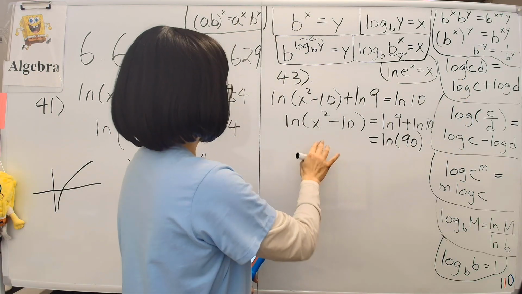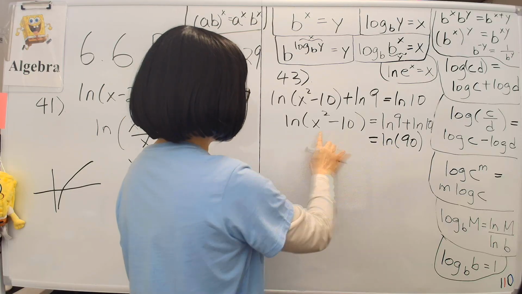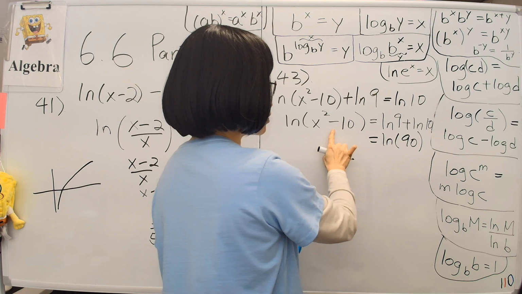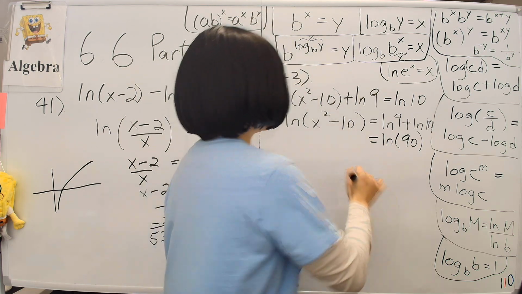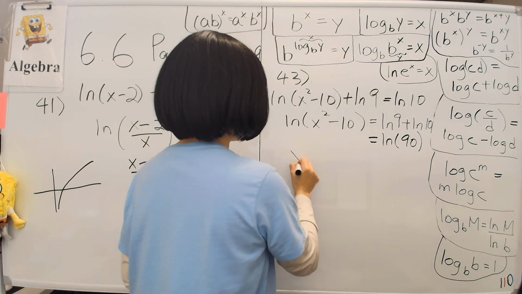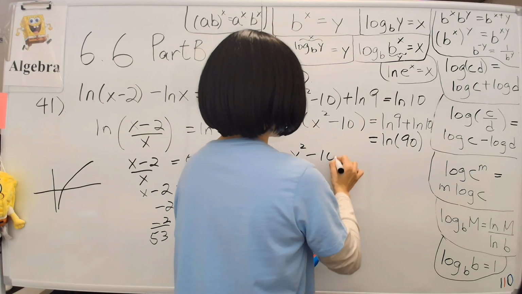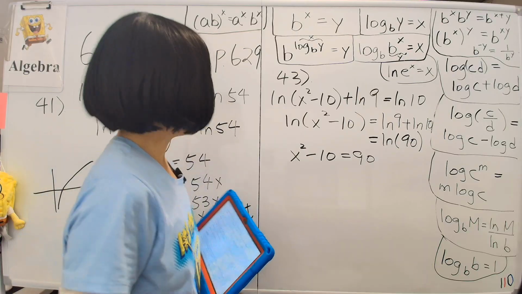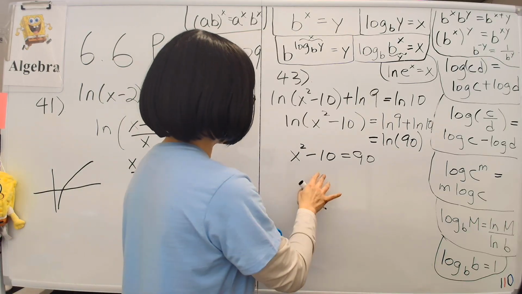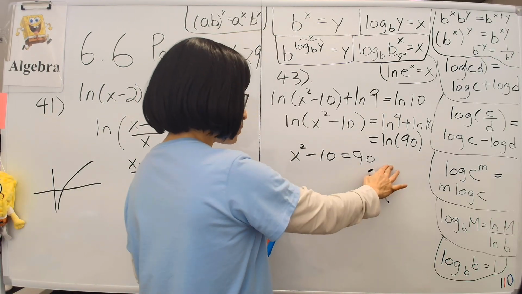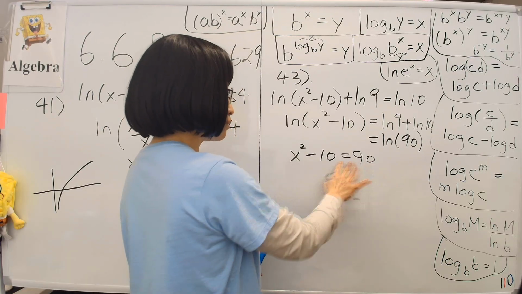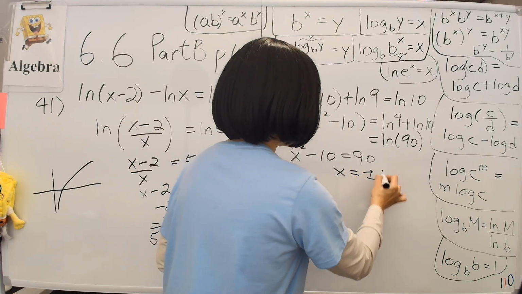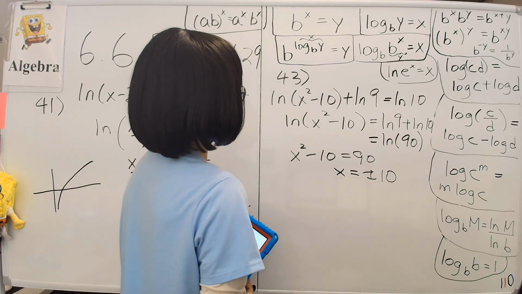We have a natural log on both sides, of something equals the natural log of something else, which means what's inside had better be equal. So x squared minus 10 equals 90. We just need to solve this equation, then we are good to go. Kick this to the other side, it becomes plus. Then x squared is 90 plus 10, which is 100, which means x is equal to plus or minus 10.